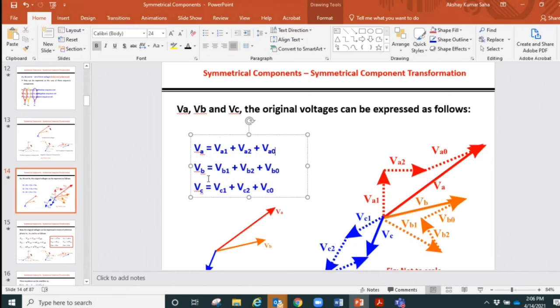If you have VA, VB, VC, balanced or unbalanced, you will get VA1, VB1, VC1, VA2, VB2, VC2, VA0, VB0, VC0. Now, all these 9 parameters, from 1 to 0 and from A to C, if you add them correspondingly, you will get the 3 phase voltages VA, VB, and VC. Is that clear?